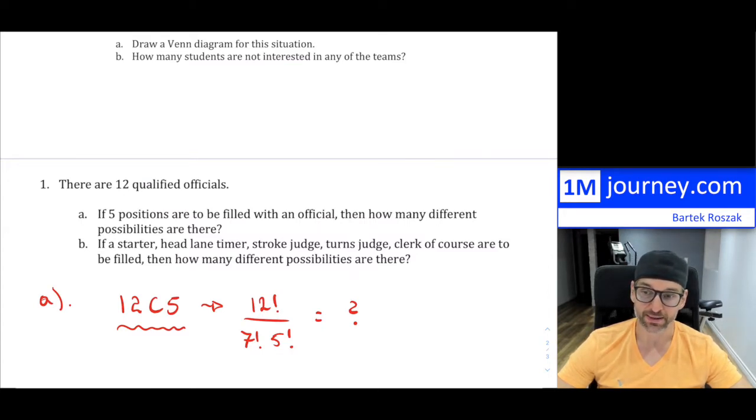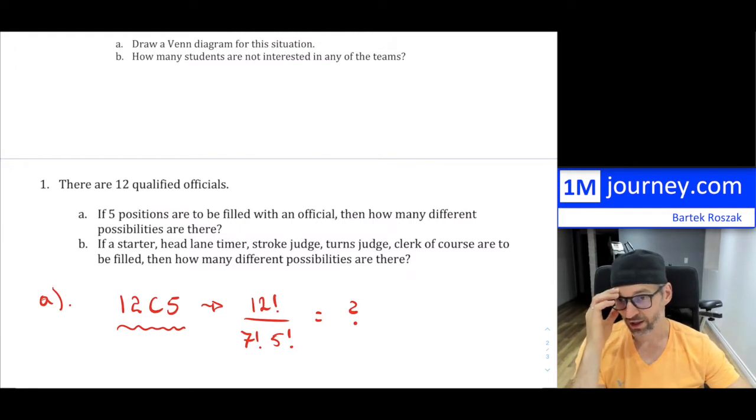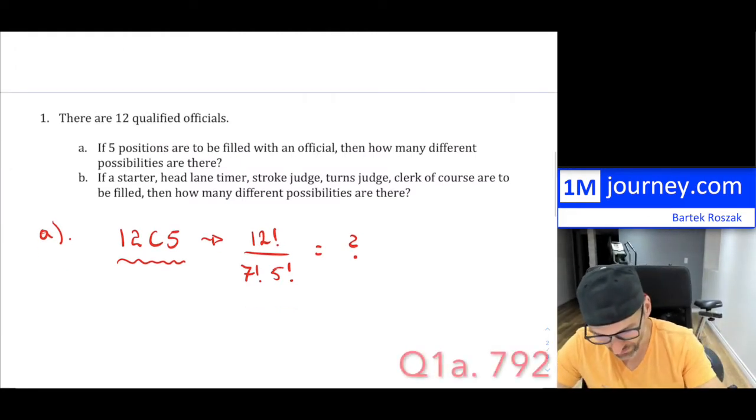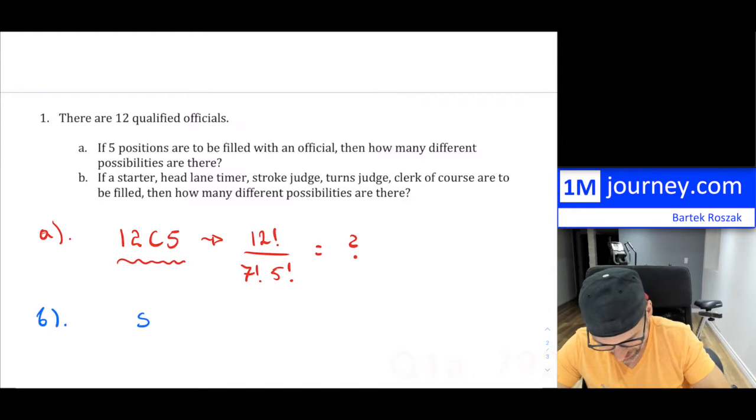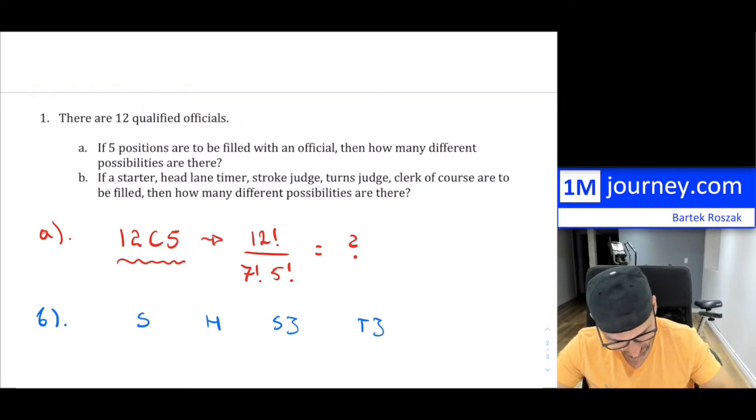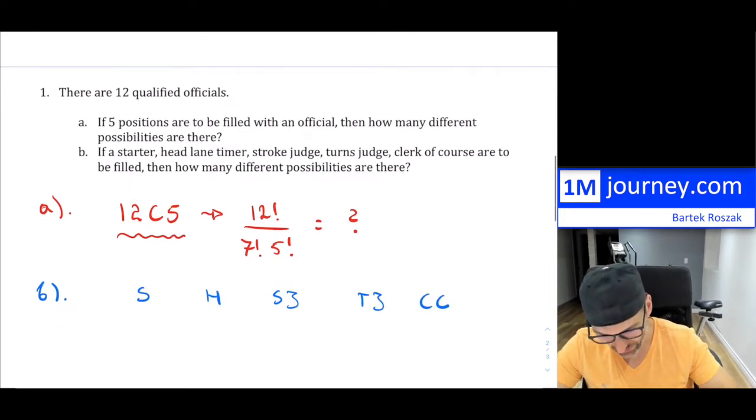Now, part B says there is a starter, head lane timer, stroke judge, turns judge, and a clerk. This looks like swimming, for those who may know, and for those who don't, that's okay. So there are different, particular positions. If these are to be filled, how many different possibilities are there? Because we now have a starter, a head lane timer, a stroke judge, a turns judge, and a clerk, those are 5 different positions.